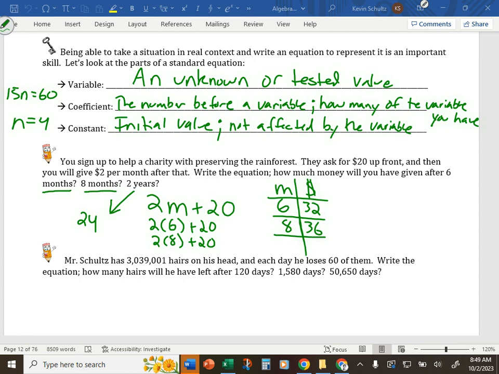Yeah, that 2 years, when there's a unit change, you've got to convert that to the units the variable is in, right? 2 years is equal to 24 months. So 24 is what we'd have to plug into our equation here. 2 times 24 plus 20, that's going to give us 68. So whenever you are dealing with different units, make sure you convert to the units of the variable. Since our variable is in months, we've got to convert that 2 years to months. Questions? Okay. All right. Next one.